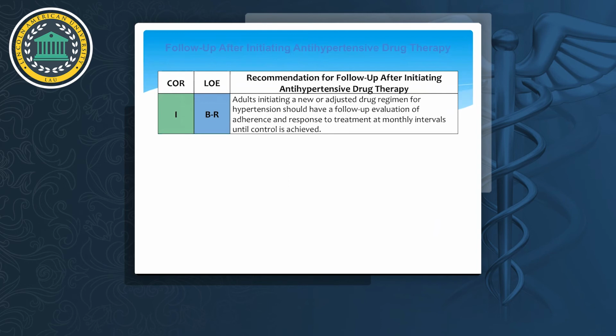Adults initiating a new or adjusted drug regime for hypertension should have a follow-up evaluation of adherence and response to treatment at monthly intervals. As I said again, the most important thing is compliance. If the patient is not compliant, you will not achieve the target. If you do not achieve the target, you will not be able to control the complications of hypertension.